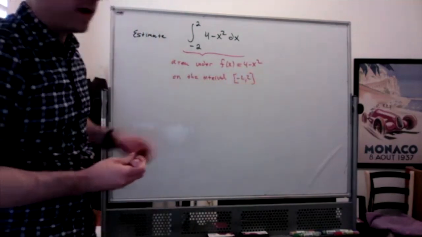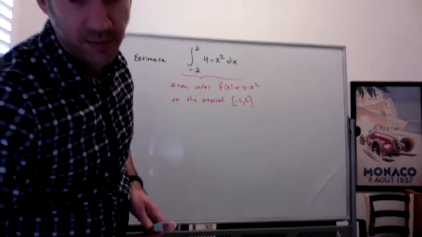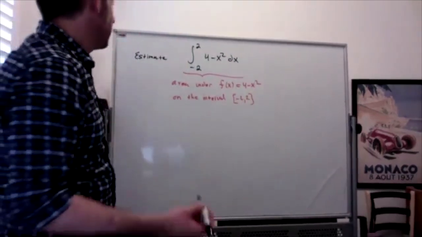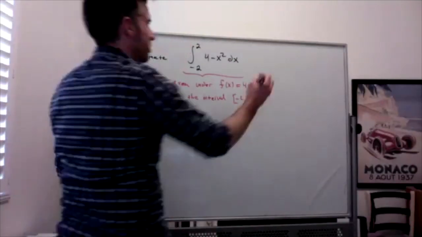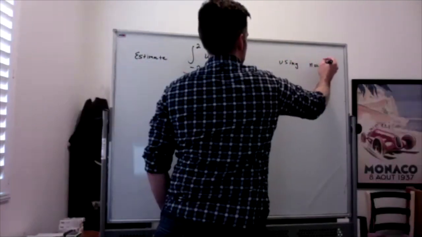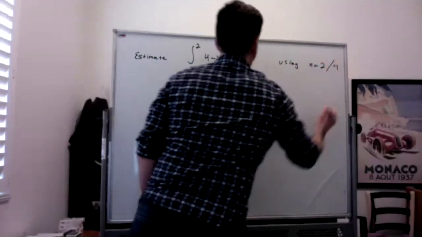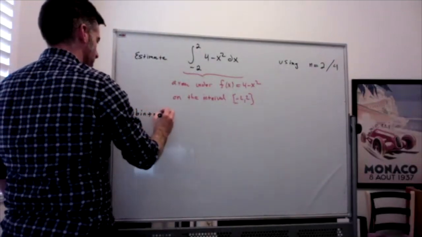Right, it's a lot less writing to write this than it is to write this, but they mean the same thing. Okay, so estimate this area. What was the question here? Using either n equals 2 or n equals 4 subintervals with midpoints.